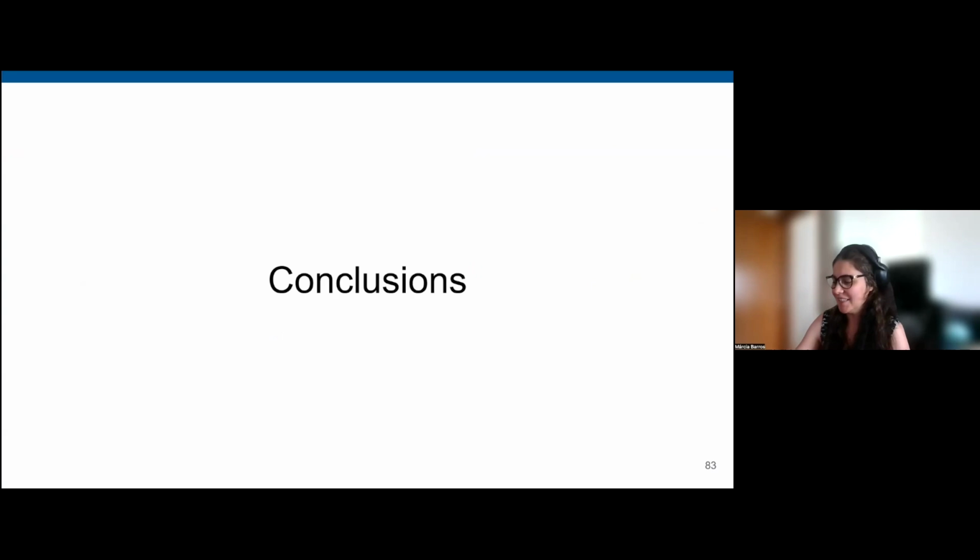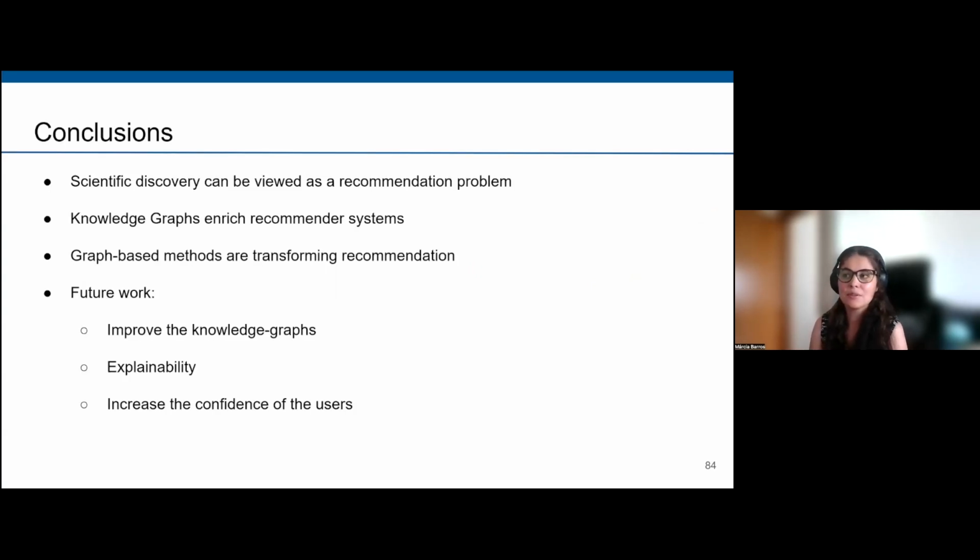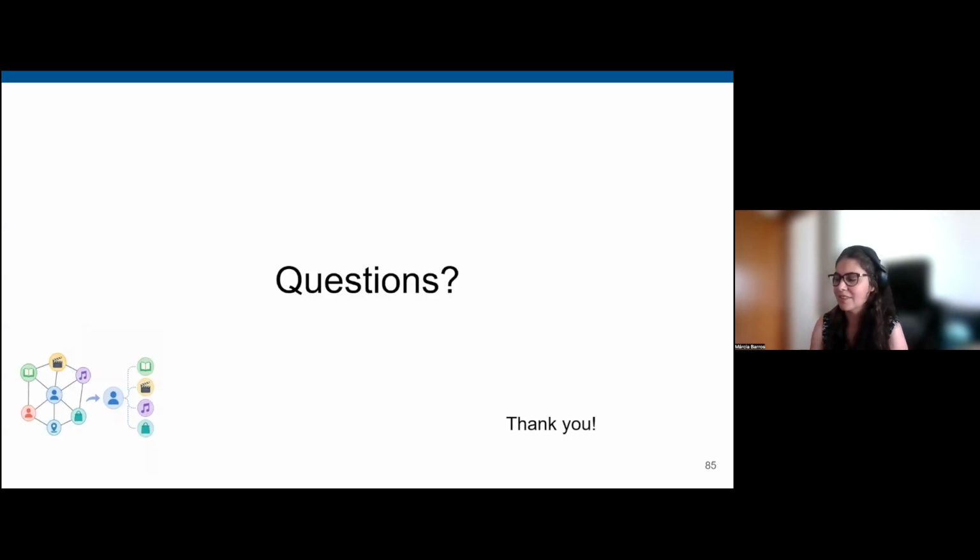So concluding, I think I'm running a little out of time. Scientific discovery can be viewed as a recommendation problem. Knowledge graphs enrich recommender systems. Graph-based methods are transforming recommendations. And in the future, we need to improve these knowledge graphs, because the more information we have in our knowledge graph, the better our recommendations will be. We need to work on explainability, and we need to increase the confidence of the users. Okay, thank you so much. Let me know if you have some questions.